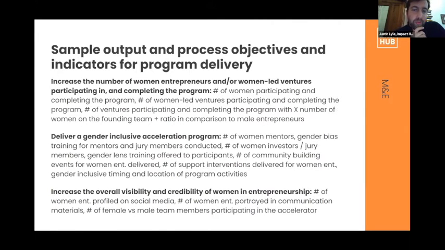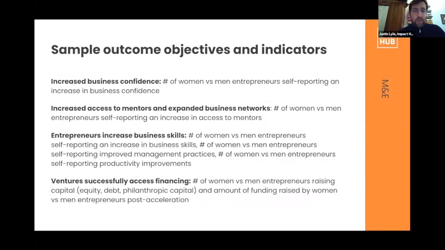As Maria mentioned, we will be sharing the link to the guide, and we very much hope that you'll look into that in depth for yourselves and take what you need. And so that's why I'm not going into every detail here. Okay, and finally, increase the overall visibility and credibility of women in entrepreneurship. And there are some indicators related to that.